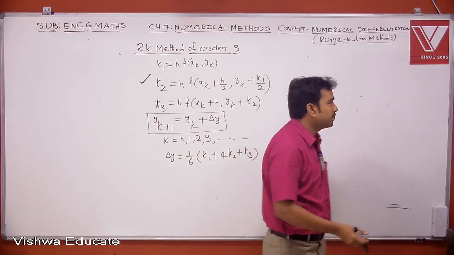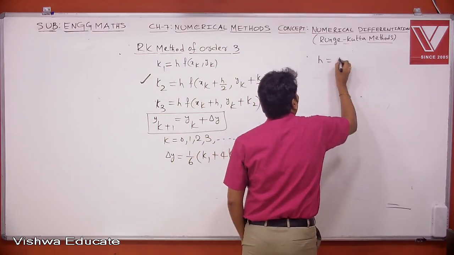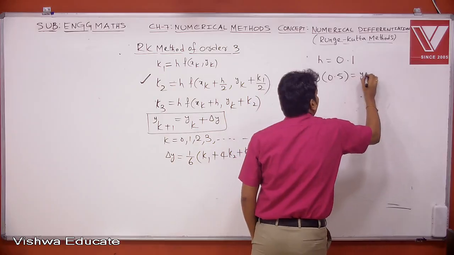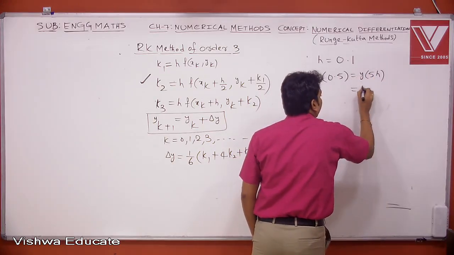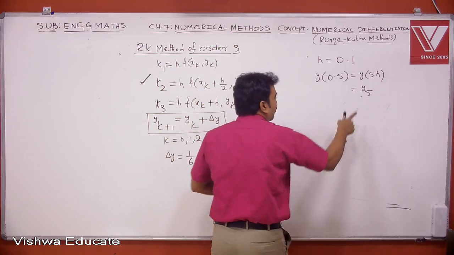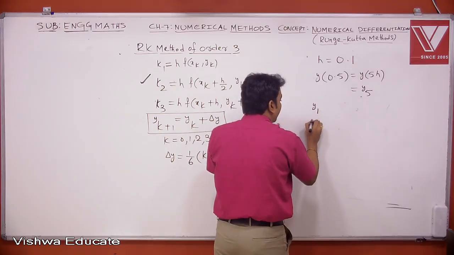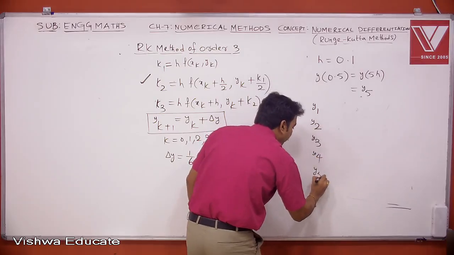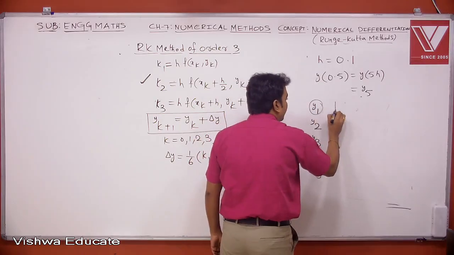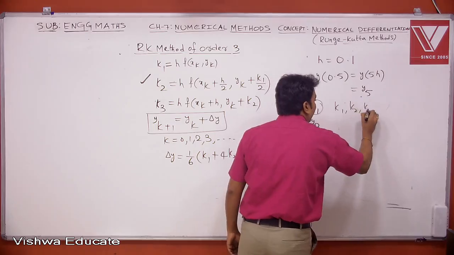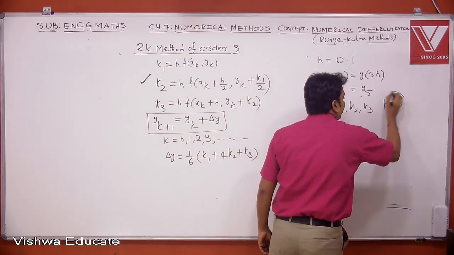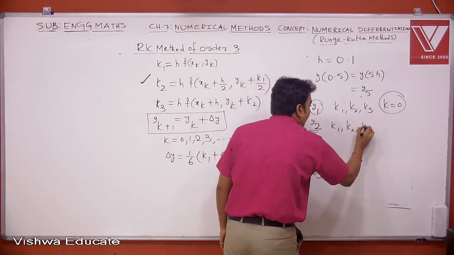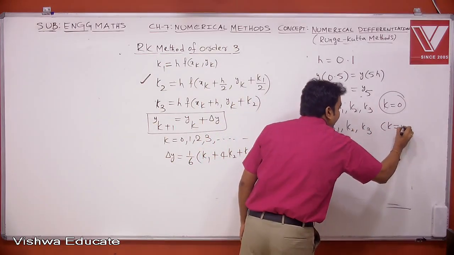That is, suppose the h value is 0.1. Suppose they ask you y of 0.5. This is nothing but y of 5h. So that means you need to find y5. So to get y5, I must know y1. After that I should know y2. I should calculate y3, y4, y5. But to get y1 value, you should find k1, k2, k3. So in that case, the value of k is 0. To get y2, you must find k1, k2, k3. But in this case, maintain the index k value as 1.